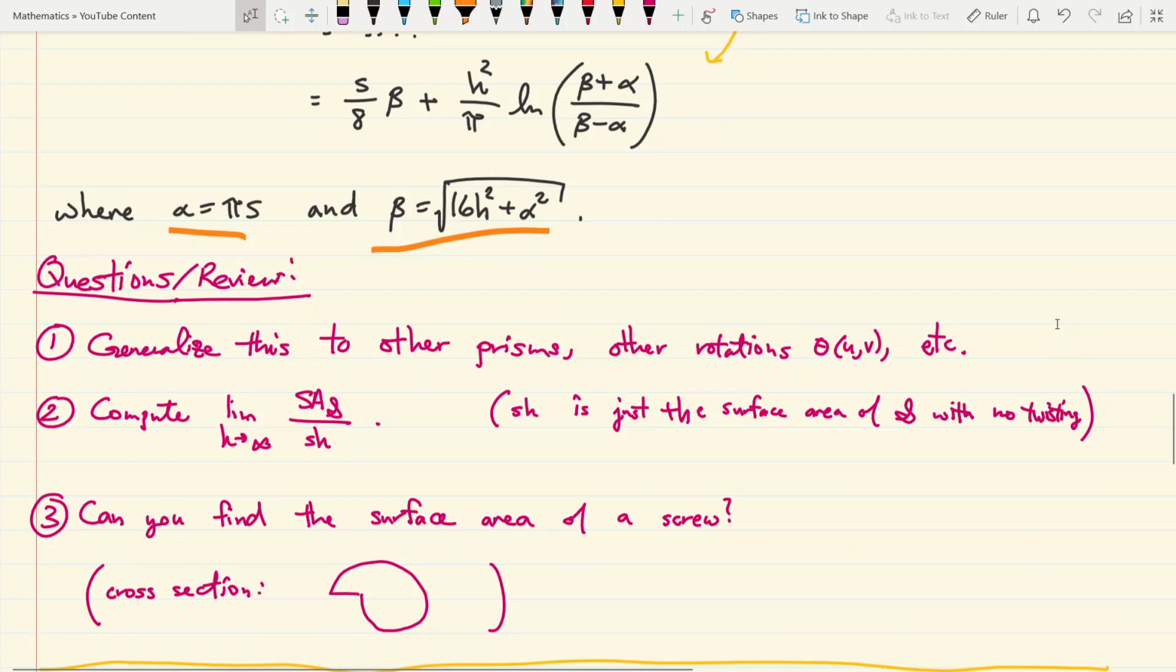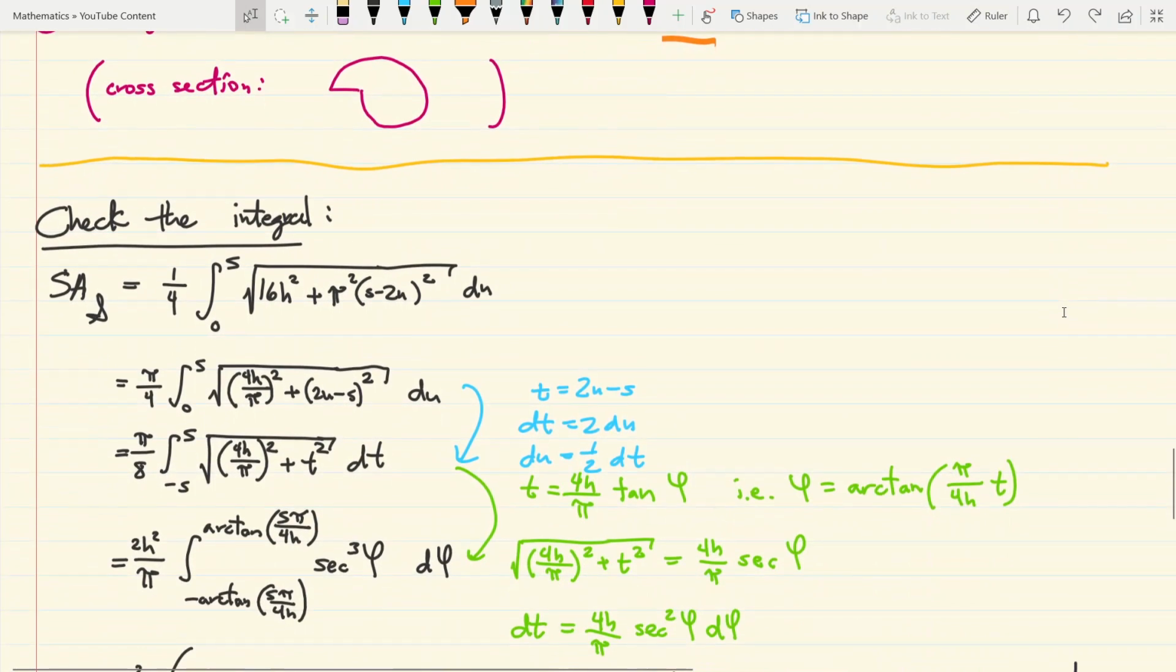So some questions: what if I change the angle? What if I change the prism? For part 2, what if I fix rotating by 90 degrees, but see effectively what percentage increase I can get if I just increase the height? And what about, I don't know, if you have a cross section like this? So let's just go through the integration.